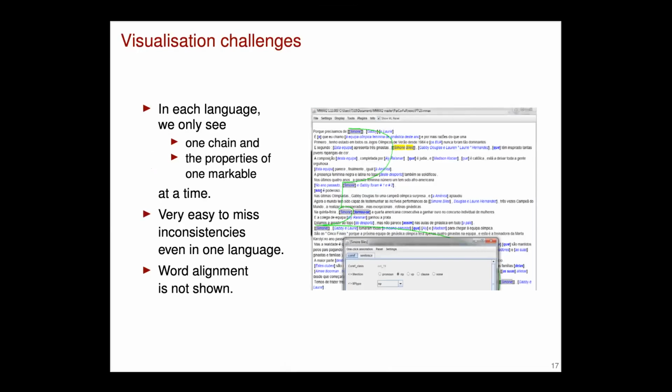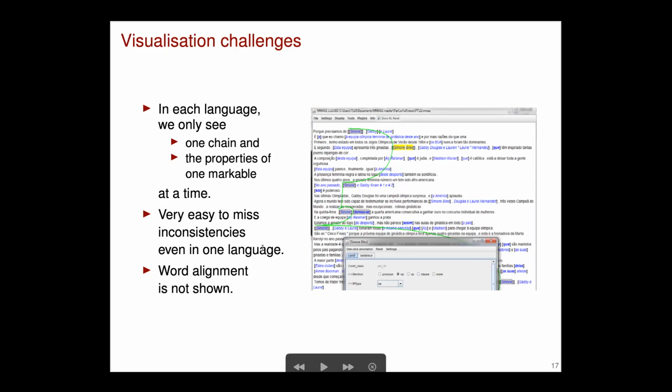And just to explain why we still get a lot of errors here, I think a large part of the problem here is visualization. So when we annotate those parallel corpora, what we see here is, for each of the languages, we have a window like this over here, where you see the text and the coreference chains in the text. And you can always highlight one coreference chain at a time in one language. And then you have another language where you annotate another coreference chain. And you can see the properties of one markable in a separate window, but you can't see the properties of all the markables at the same time, and you can't see all the chains at the same time, and you can't see the word alignment at all, because the source and the target side are completely different.